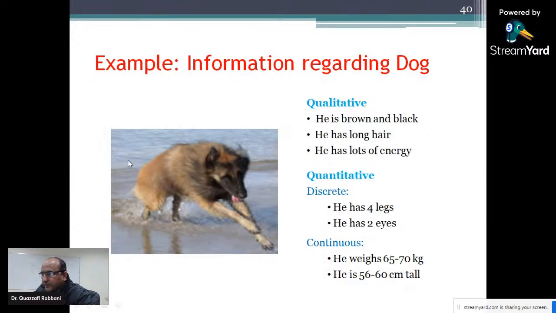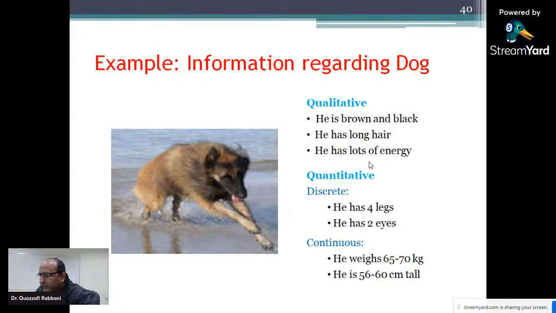So see here the figure, a running dog, and you can get information from this figure, and the information may be either qualitative or quantitative, discrete or continuous. So see here which information is qualitative. See the dog, and the information is he is brown and black. So this information is qualitative. He has long hair. This is qualitative. He has lots of energy. This is qualitative information.